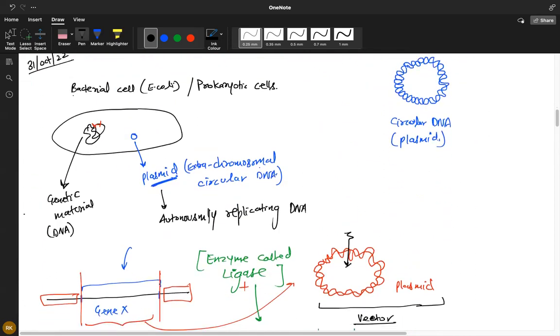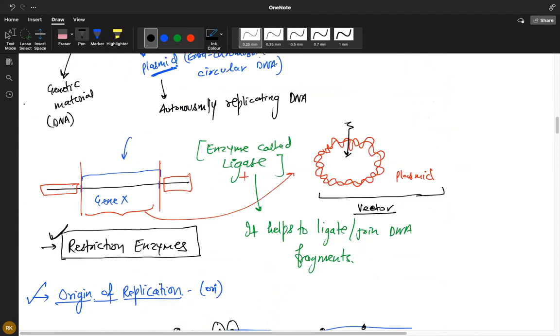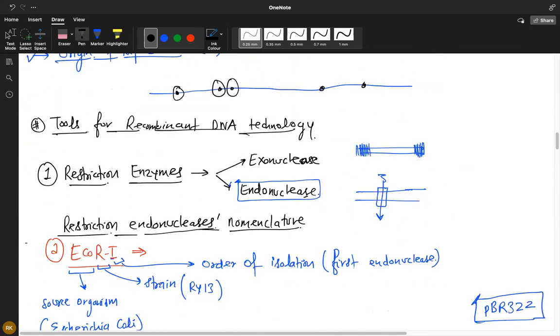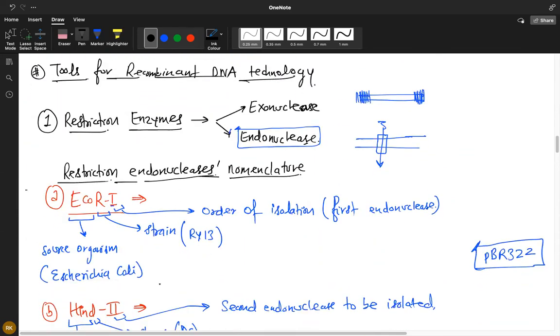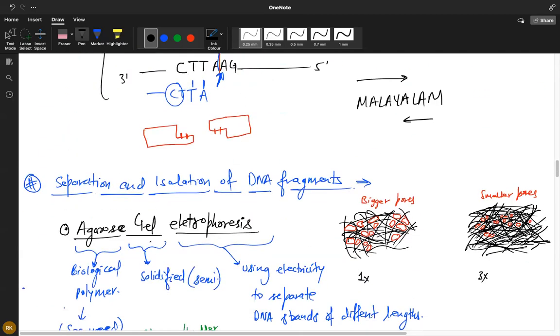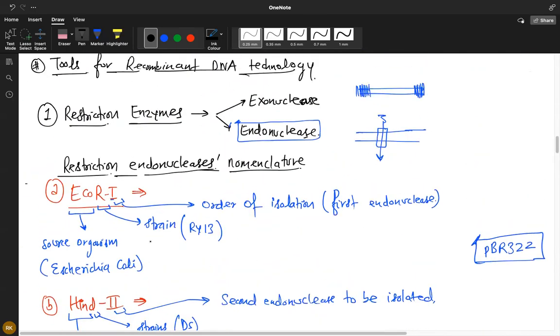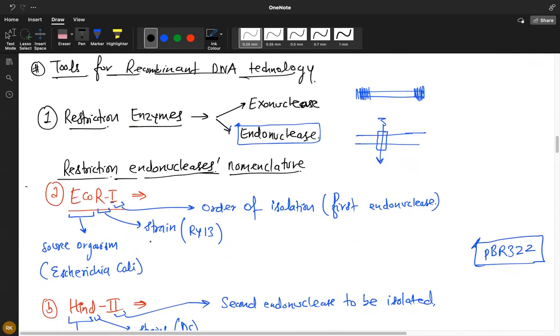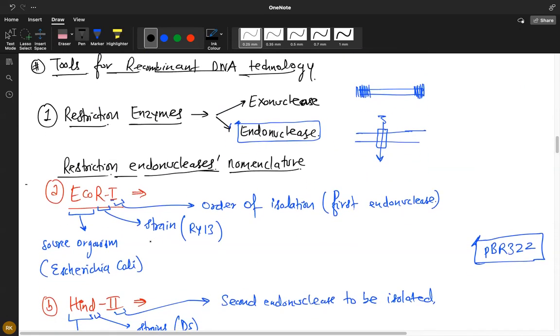And we also talked about recombinant DNA technology, and the tools. This is a very important concept. What are the tools for recombinant DNA technology? Anyone would like to tell? Donna, would you like to tell me what are restriction enzymes, which is a tool for recombinant DNA technology?